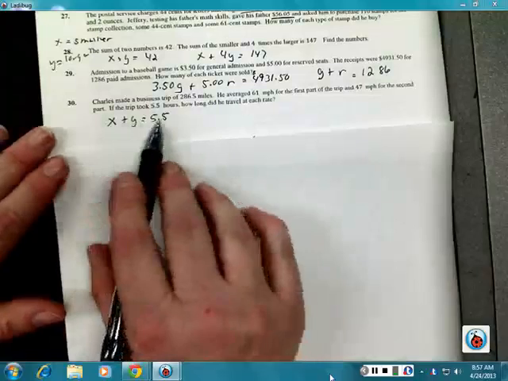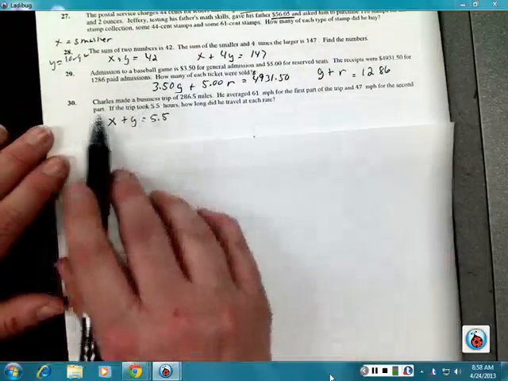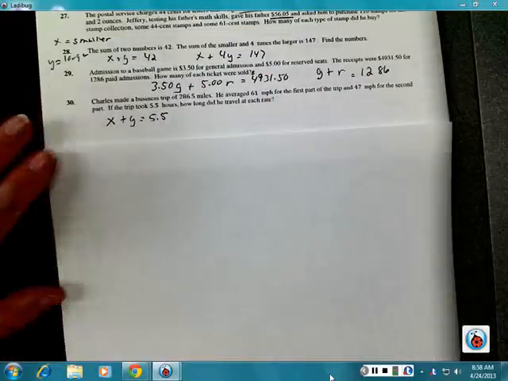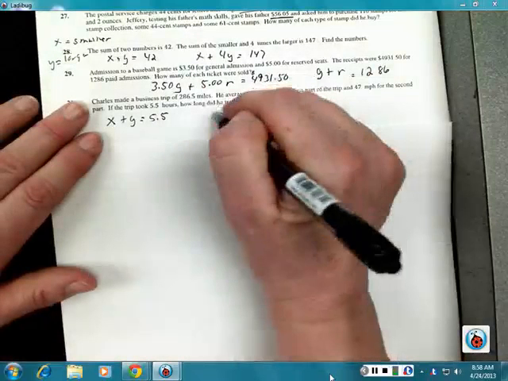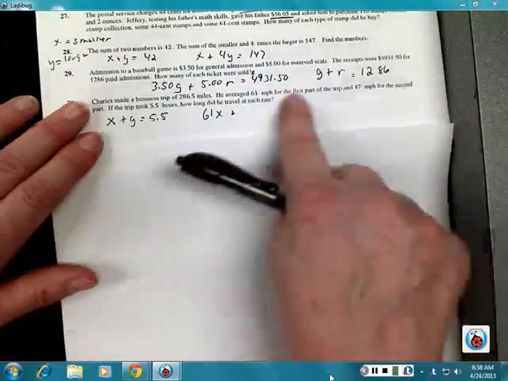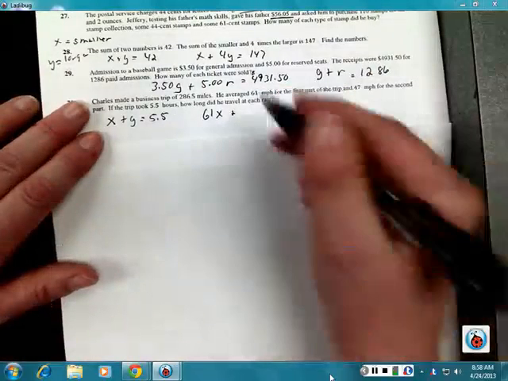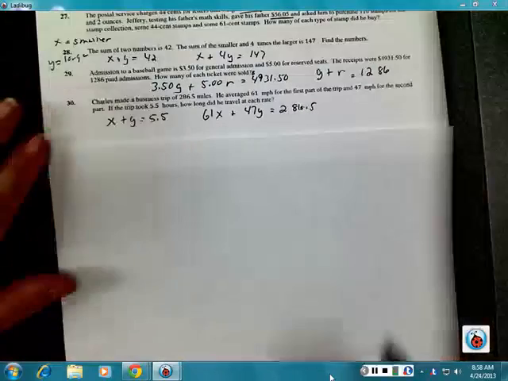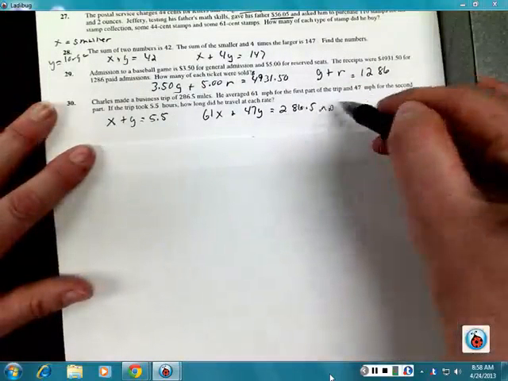Now this one's a little different than the first one we did with Steve and Kevin in the boat, because it was a different method to use, because you couldn't put them both together since they both traveled 5 hours. This is the total trip took that long. So if you go by his average speed, 61 miles per hour for the first part, that means X times 61. The second part, he drove 47 miles per hour, so that's 47Y, and that all is going to equal 286.5, or not miles per hour, that's how far he traveled with that one.